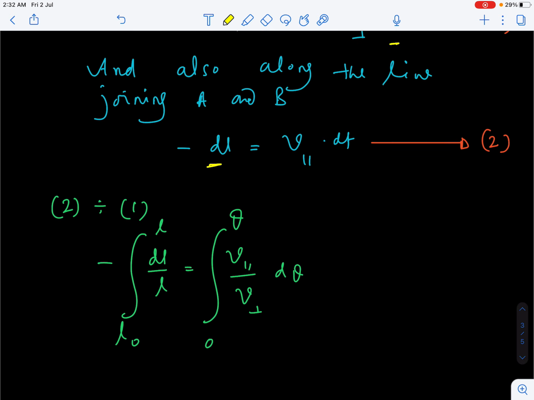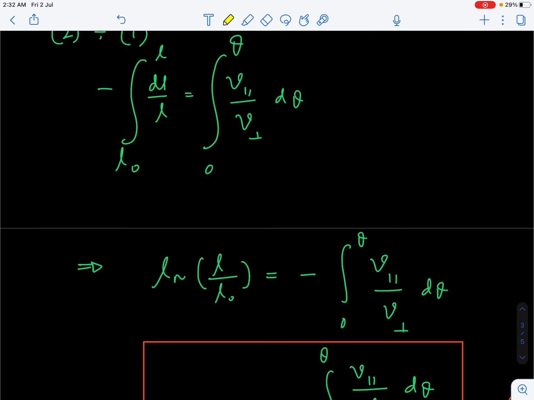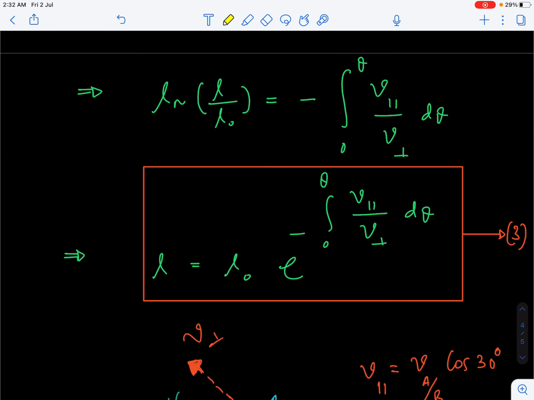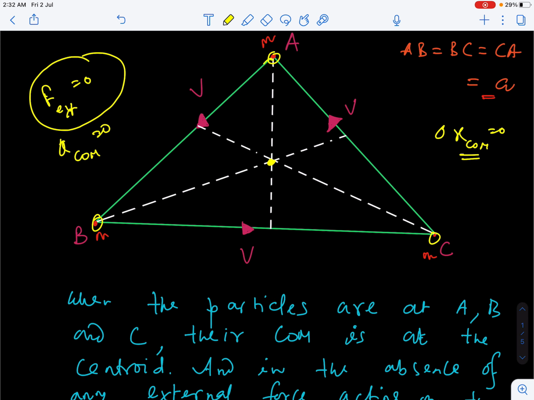Now, if I divide these two equations, we will get minus of dl by L is equal to V parallel by V perpendicular into d theta. So after suitable integration, finally we will get the result that L is equal to L naught e to the power minus integration 0 to theta V parallel by V perpendicular into d theta. Wow. So now you can see it is an exponential decay curve. Now you can understand why the curves were like this.